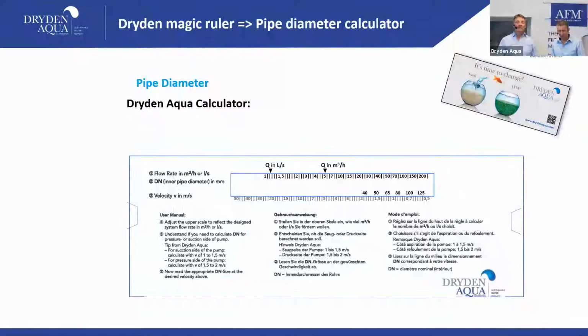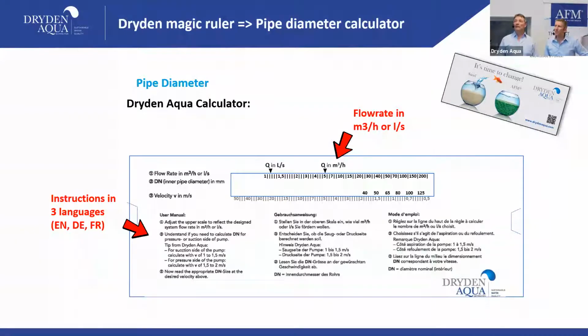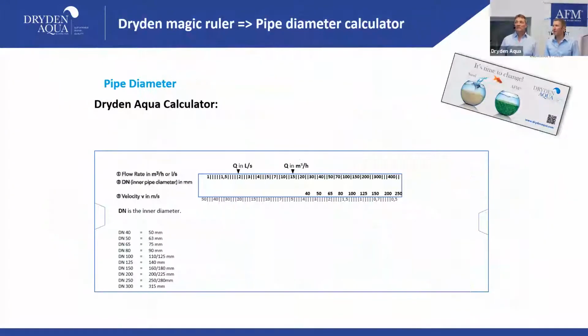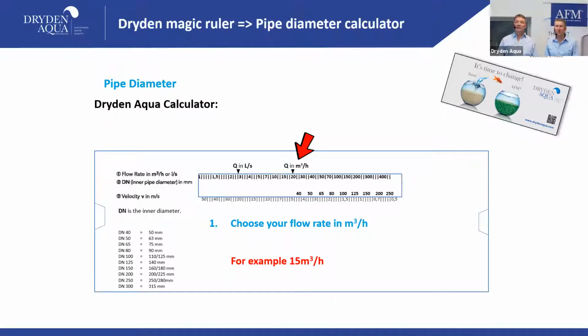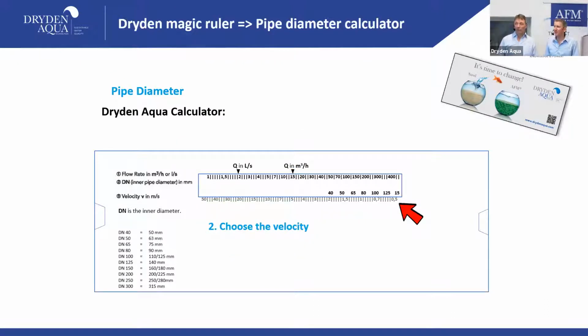So, pipe diameter. The tool will take you through this step by step. It's a 3-step approach. It couldn't be any easier. The first thing it shows you is the flow rate, the inner pipe diameter, and the pipe velocity that you will get. So the first step is to choose the flow rate that you have in your system. In this example, we're using 15 cubic meters per hour. You can move this in here to adjust to the water volume you're moving. But we will do it in gallons per minute.